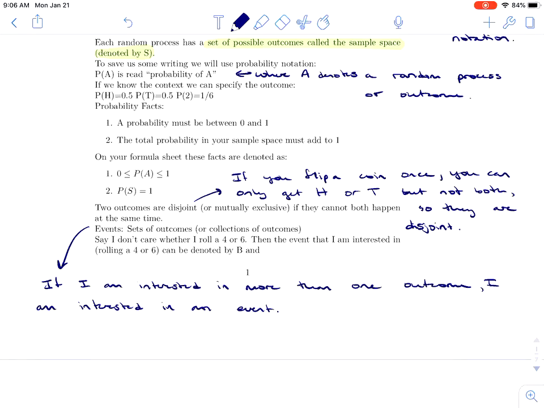We also said that the sum of the probabilities of the whole sample space S has to be 1. So if we add up all these probabilities, the total has to be 1. So those are the first two things on your formula sheet, and those are just the probability facts.